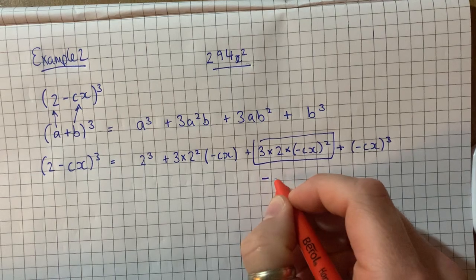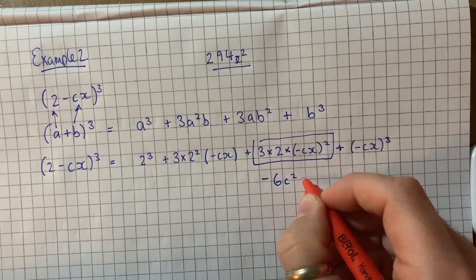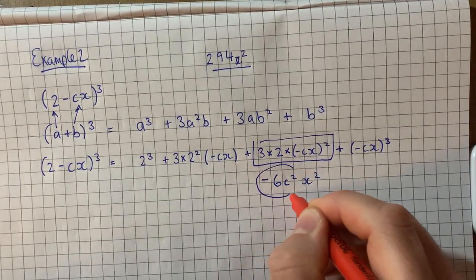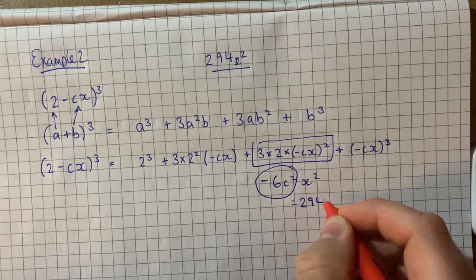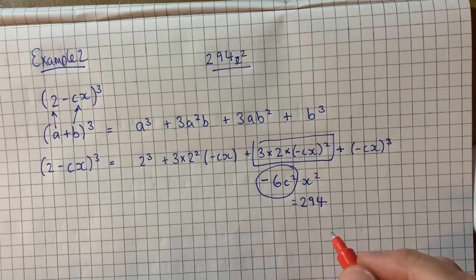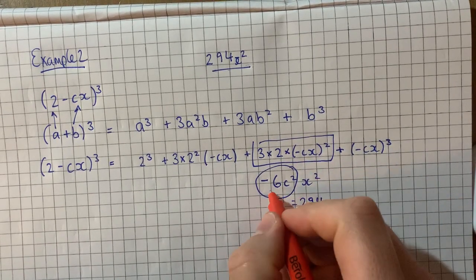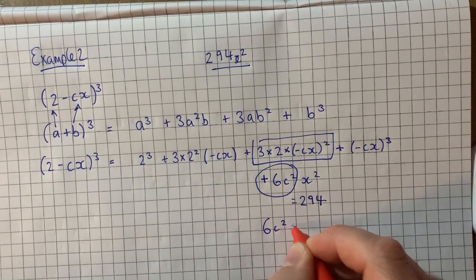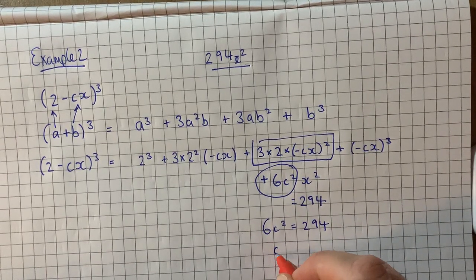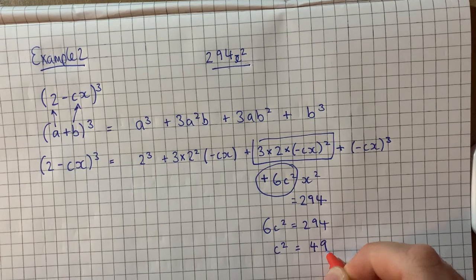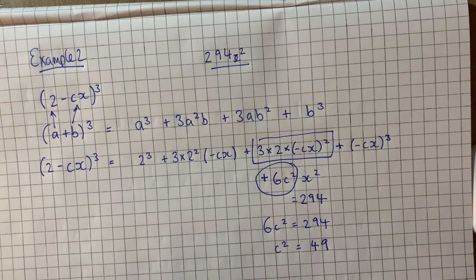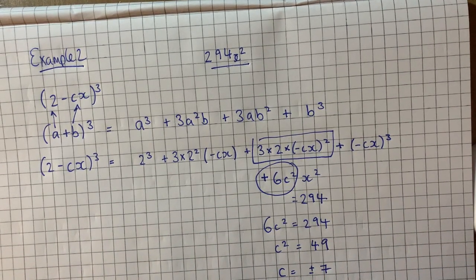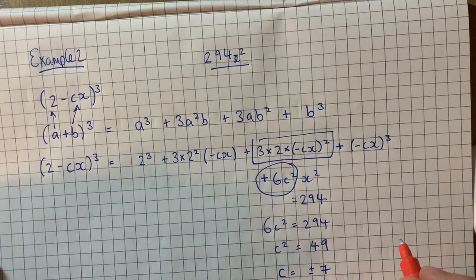And if I simplify that, you'll see I'll get minus 6c squared x squared. And what we were told was the coefficient of x squared is 294. So this is 294. Of course, minus c squared is positive, not negative. So we have 6c squared is 294. Divide both sides by 6. c squared is 49. So the tempting thing to put here is c is 7. But remember from the question it said values. So c equals plus or minus 7, because minus 7 squared is obviously 49 as well.